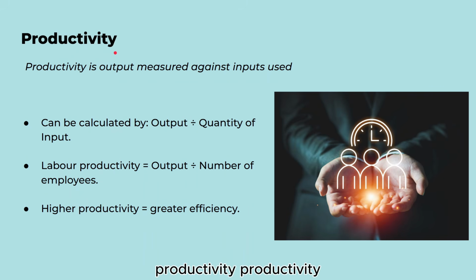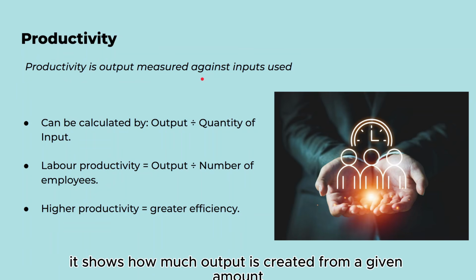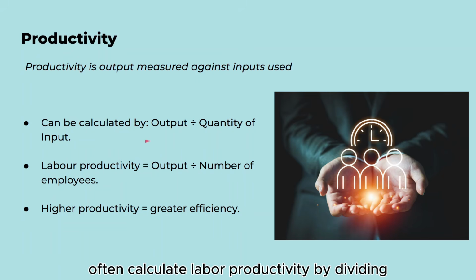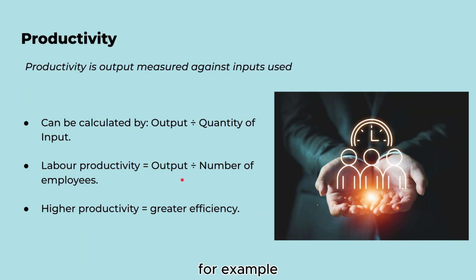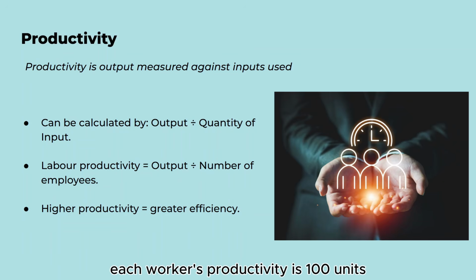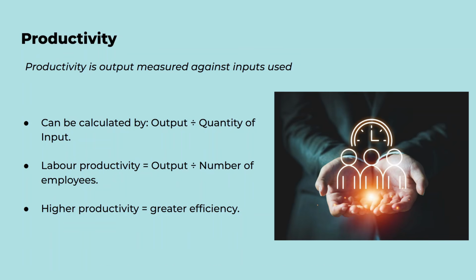Productivity. Productivity measures how efficiently resources are used in production. It shows how much output is created from a given amount of input. Businesses often calculate labor productivity by dividing total output by the number of employees. For example, if a factory produces 10,000 units with 100 workers, each worker's productivity is 100 units. Higher productivity means more is produced with fewer resources, which reduces costs and makes the business more competitive.